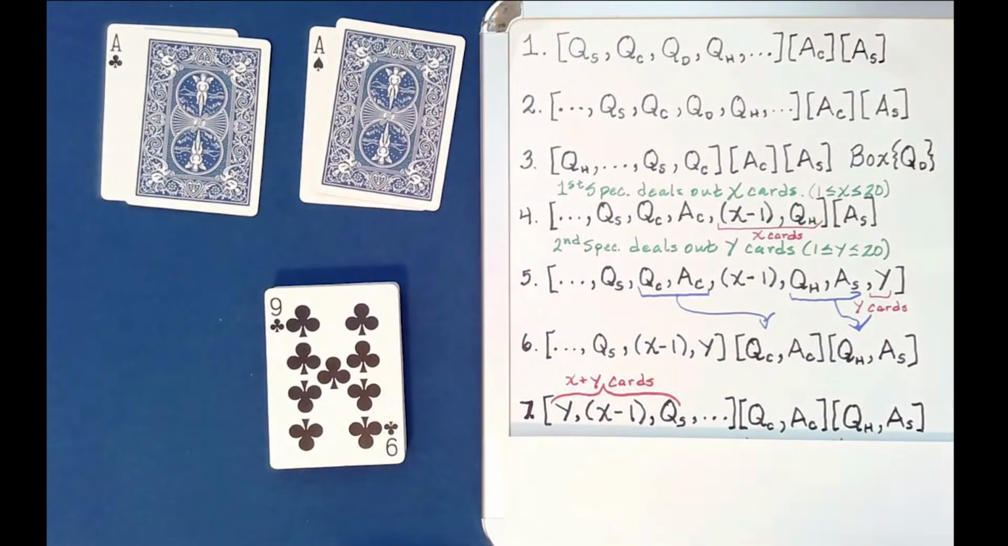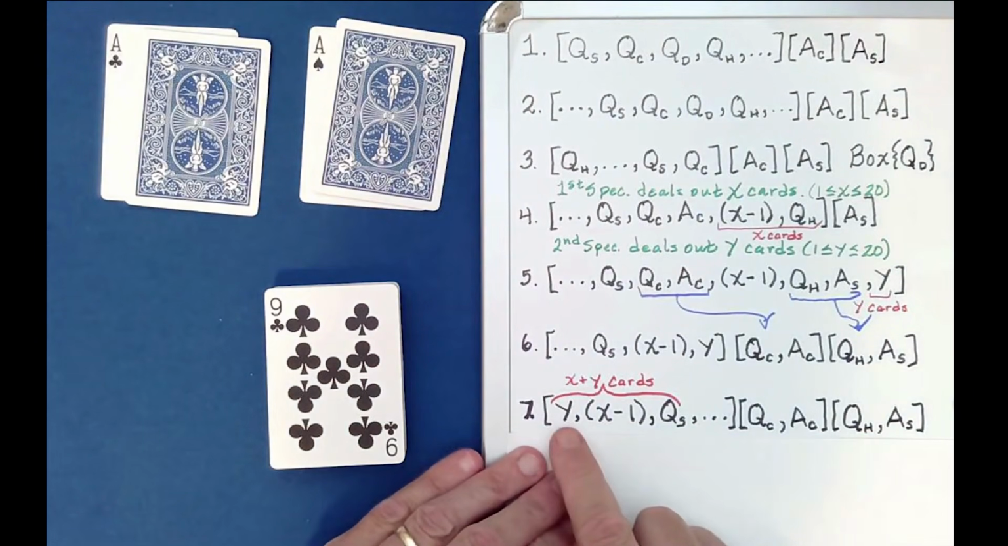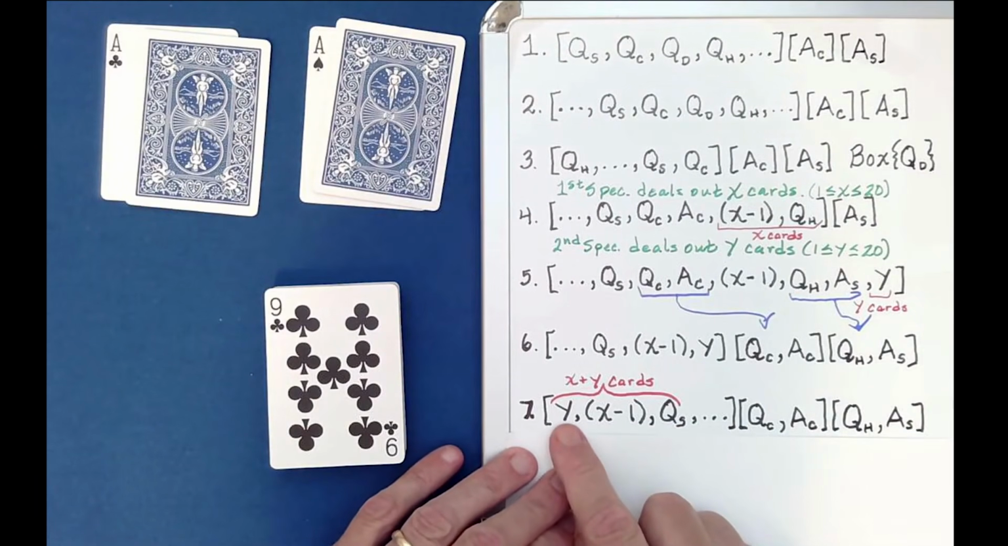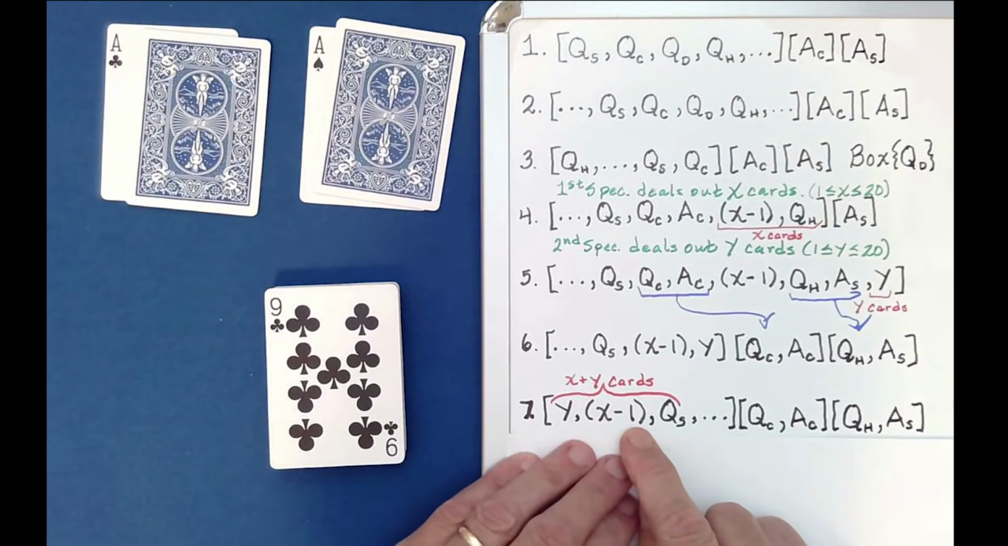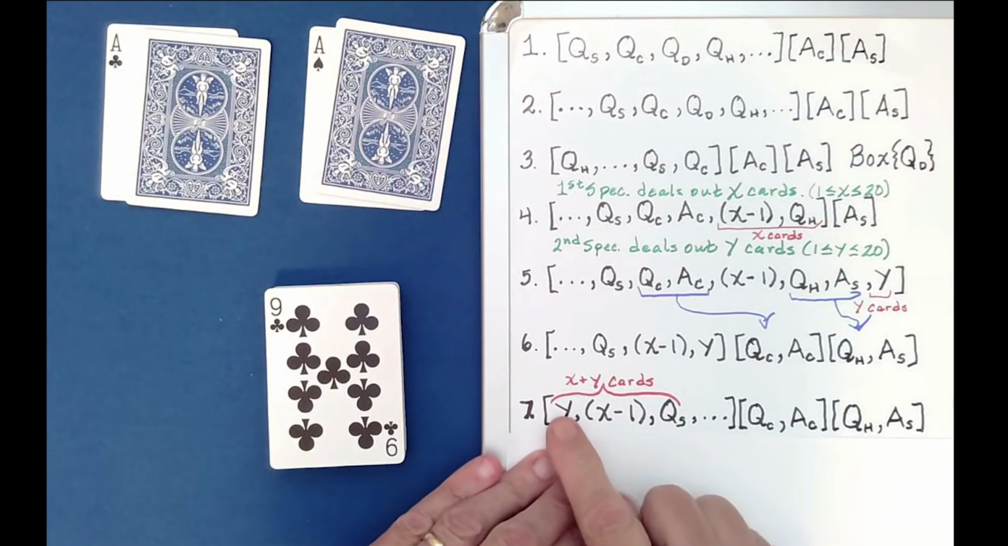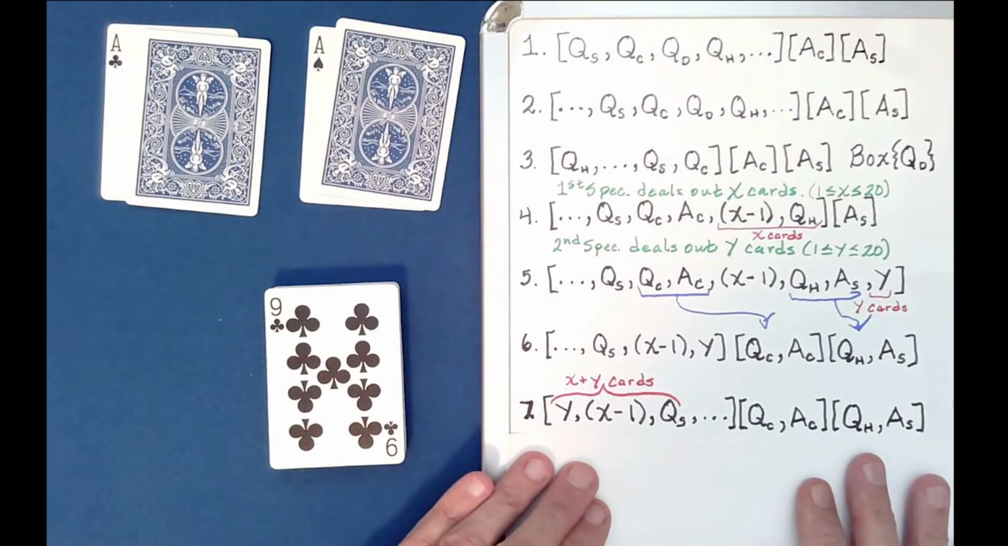Okay. Now the important thing is look at how many cards, including the Queen of Spades, we have from the top. Well, we have the Y cards, and then we have x minus 1, and then the Queen of Spades counts as one card. Well, the total number of cards right here is x plus y, okay?